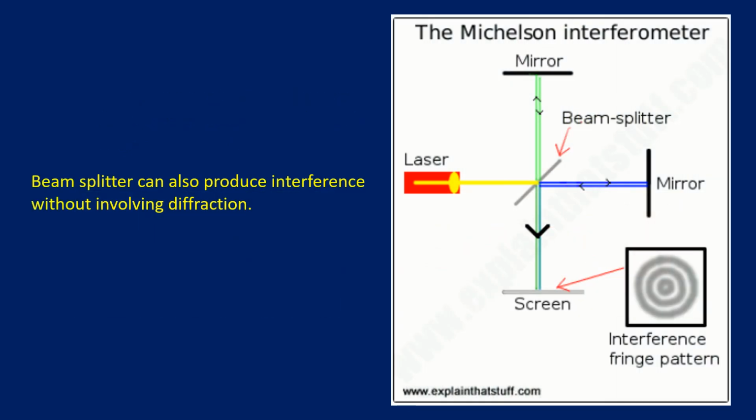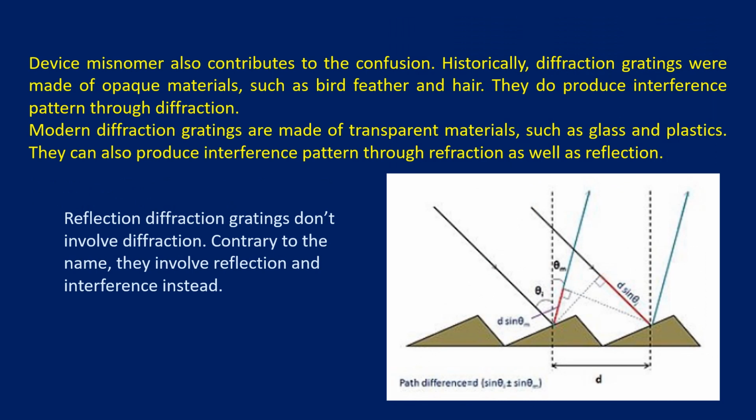A beam splitter can also produce interference without involving diffraction. Device misnomer also contributes to the confusion. Historically, diffraction gratings were made of opaque materials, such as bird feather and hair. They do produce an interference pattern through diffraction.